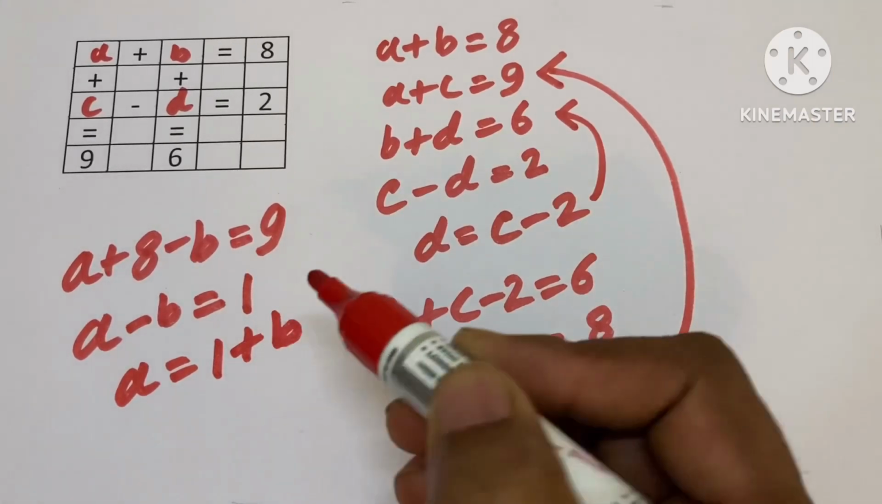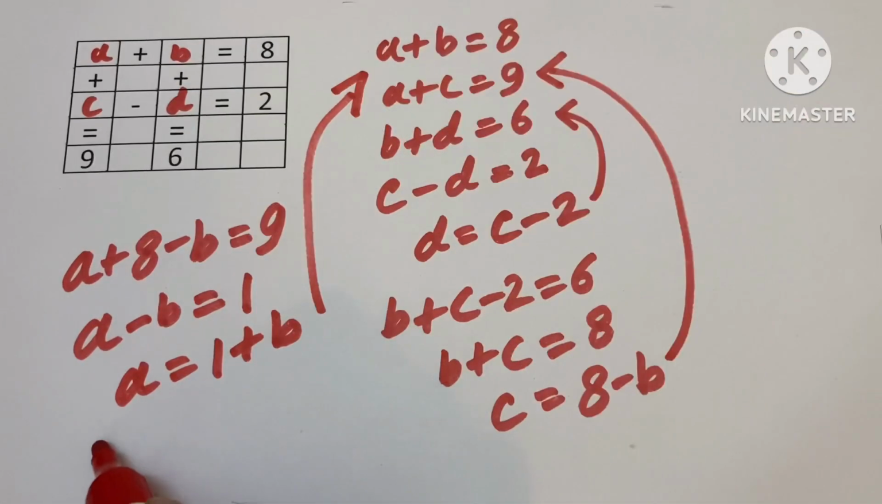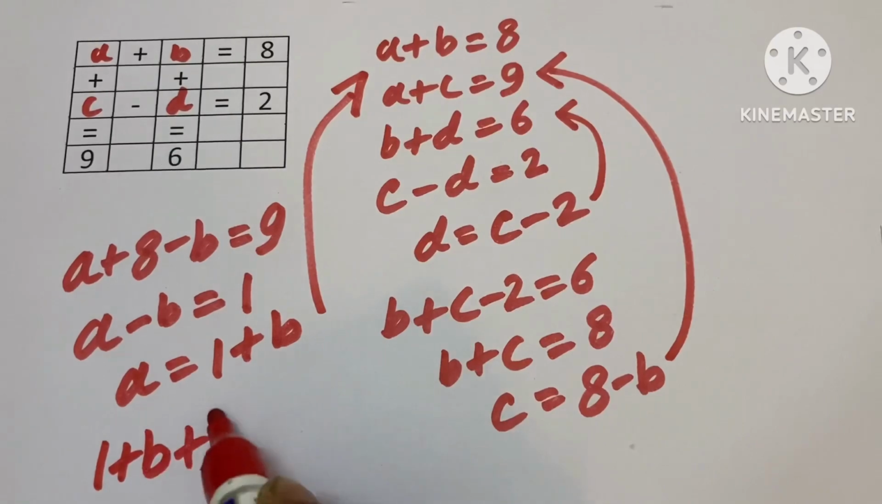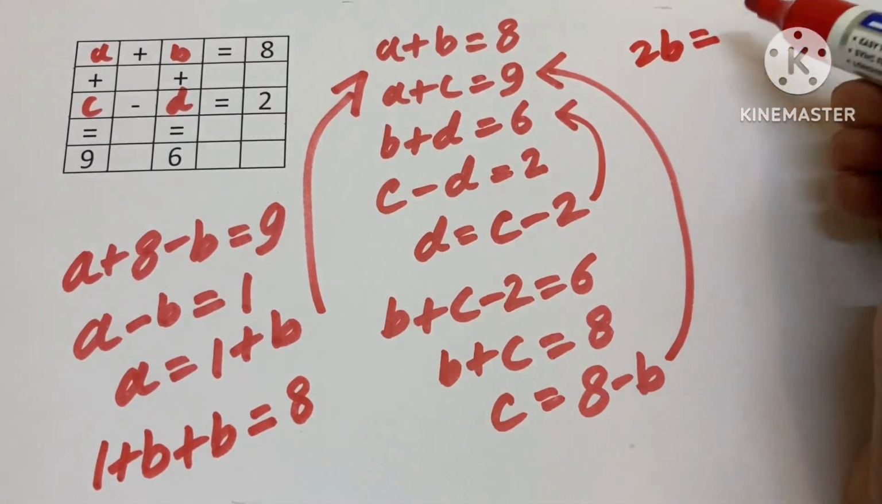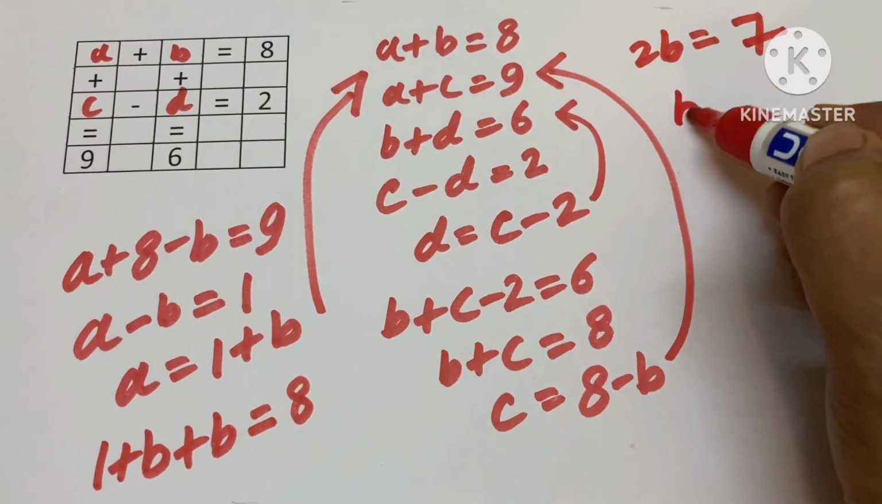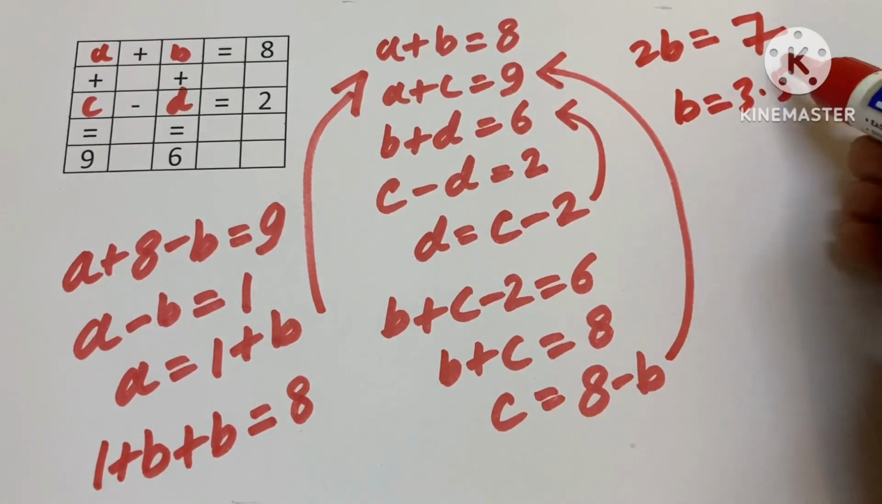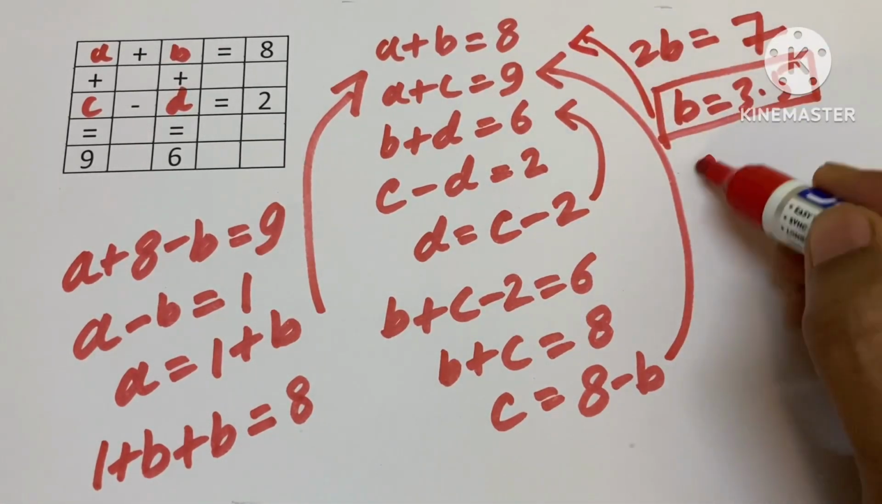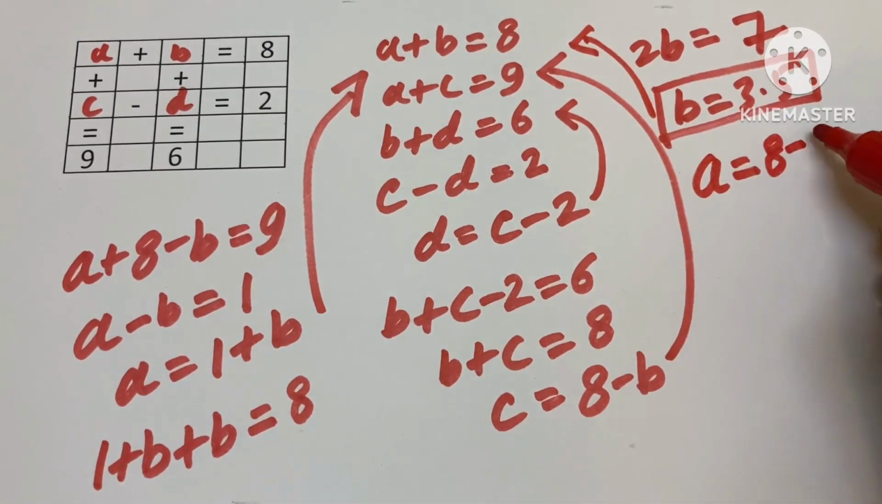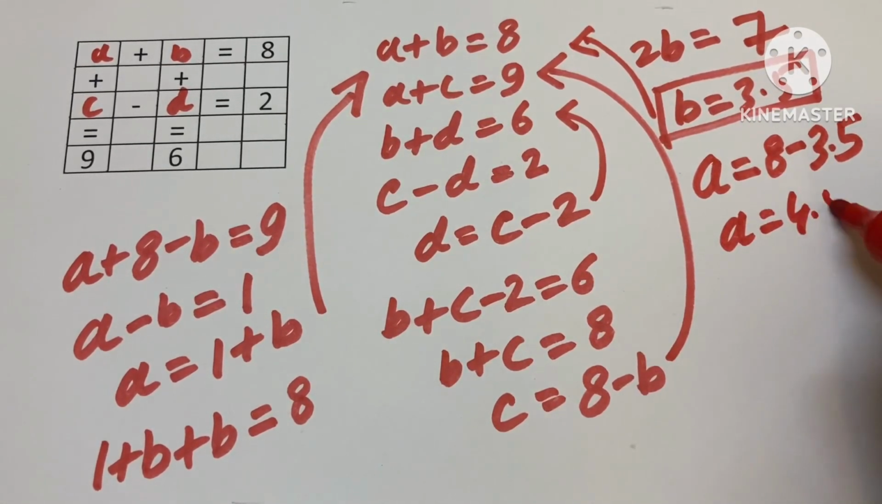+ b. Substitute here: 1 + b + b = 8, 2b = 7, b = 3.5. So a = 8 - 3.5, a = 4.5.